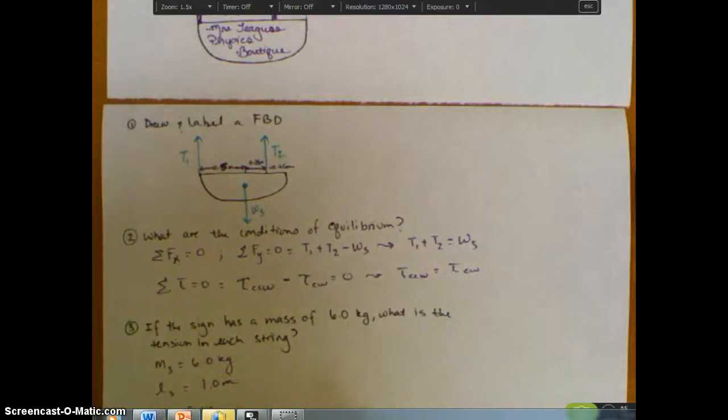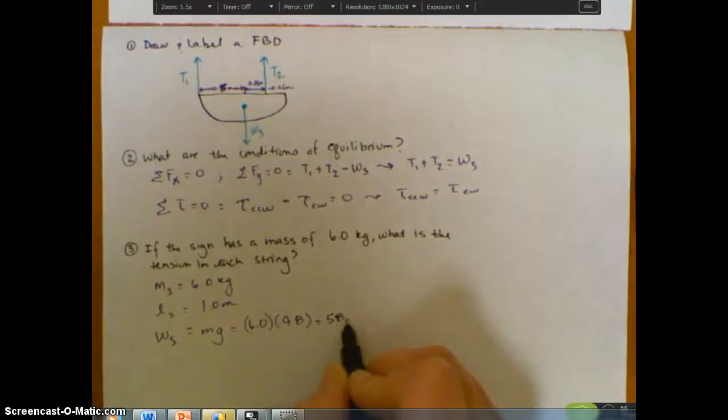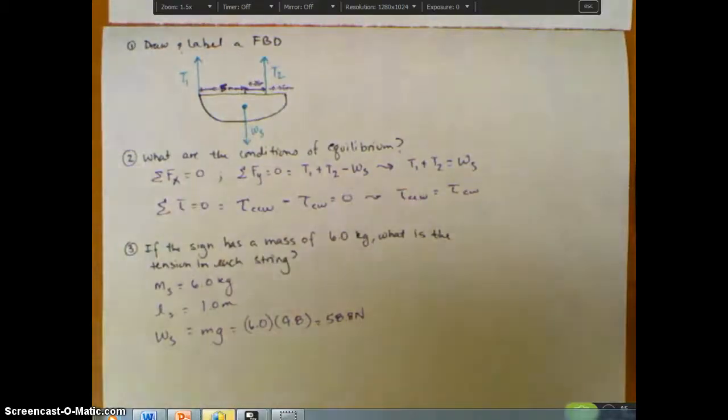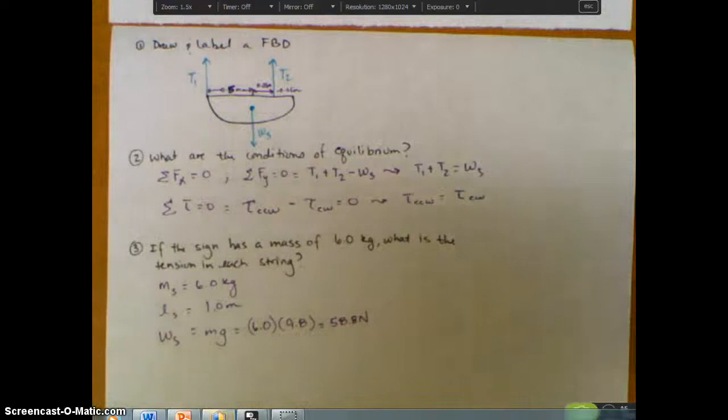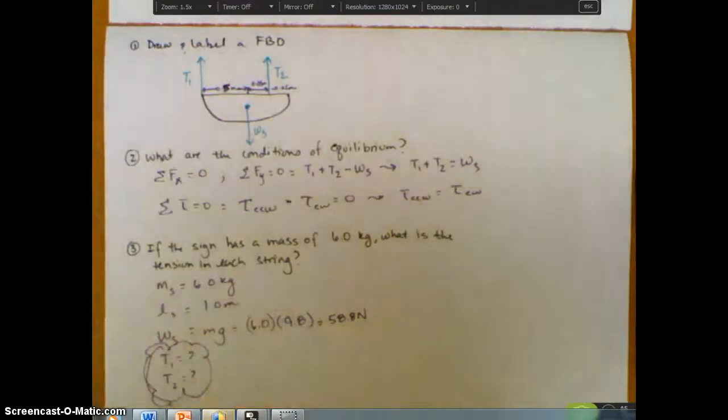I can also figure out the weight of the sign, because the weight is just its mass times the gravitational constant, so that's 6.0 times 9.8, and that equals 58.8 newtons. And I think that's about all that I know. Oh, and we want to solve for T1 equals question mark and T2 equals question mark. This is what we're looking for.